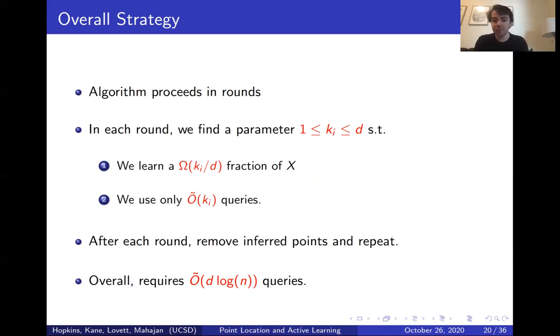After each round, we're going to remove whatever points we learned, and then we're going to repeat the process, because this weak learning process for each round is going to work on an arbitrary point set. So we can just remove whatever we learned and repeat. And because of this coupling between how much we learn and how much we query, we can show that if you just repeat this process, more or less it takes about O of d log n queries to learn everything until the remaining points are empty.